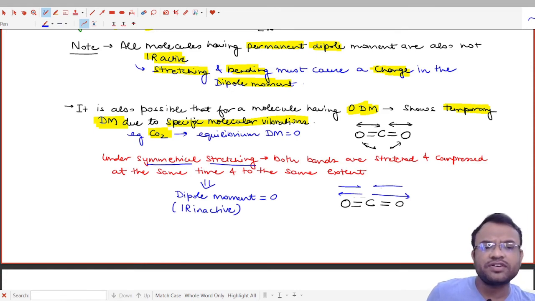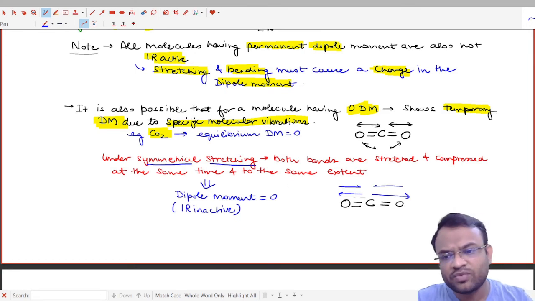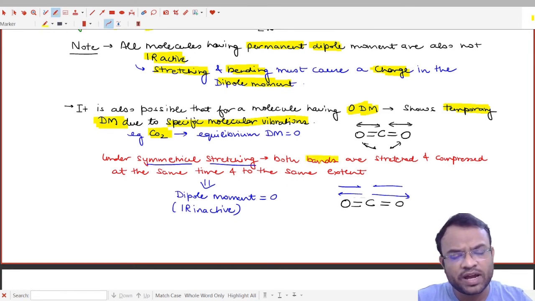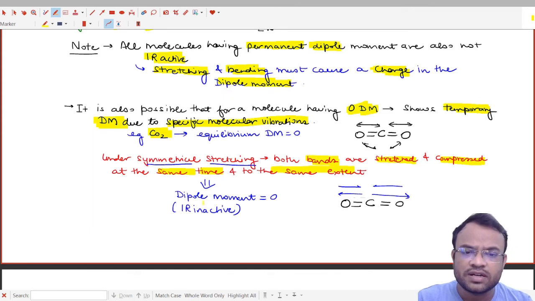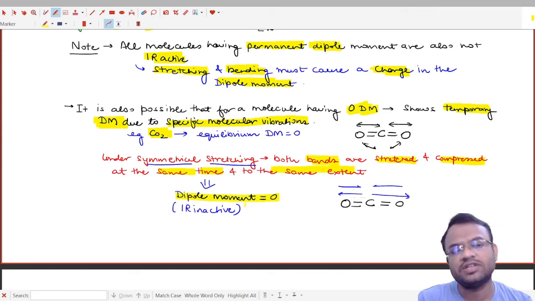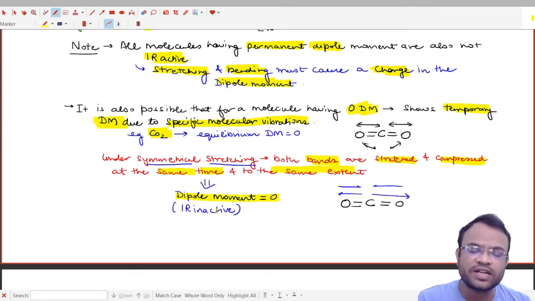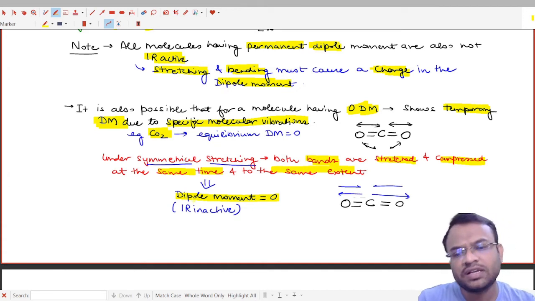So when symmetrical stretching takes place, both bonds are stretched and compressed at the same time to the same extent, and because of this, the dipole moment would be zero. And as I have said, when the dipole moment remains zero even after the vibration, then infrared inactive would be the status of that molecule.